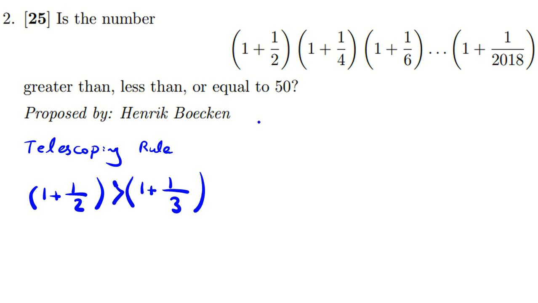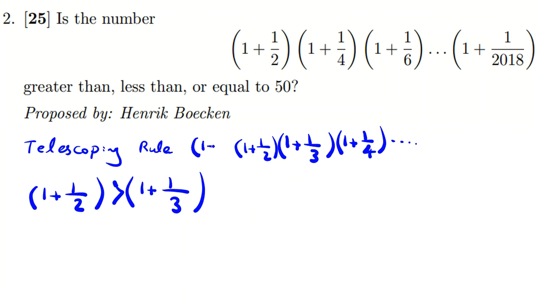Why do we want to do this? Because if we consider this 1 plus 1 over 2 and the next part 1 plus 1 over 3, 1 plus 1 over 4, and up to the last one, we can also start from 1 plus 1 over 1 to have all numbers, up to 1 plus 1 over 2018. So it will be what?